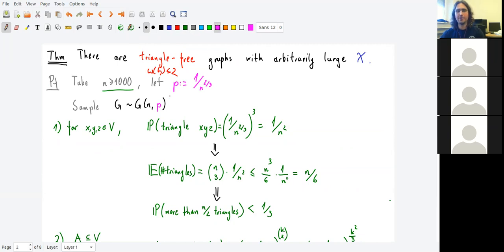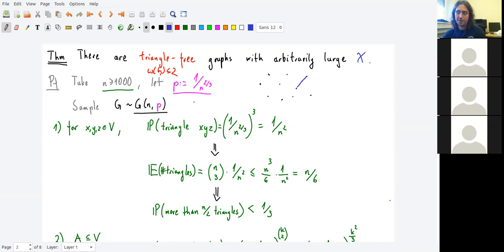And let me pick some probability p. The probability that I pick is equal to 1 over n^{2/3}. Now I sample a random graph from the Erdős-Rényi model. So I put n vertices on the table, and for every pair of vertices, uniformly and independently at random, I toss a biased coin, and with probability p, I put an edge there, and with probability 1 minus p, I put a non-edge there.